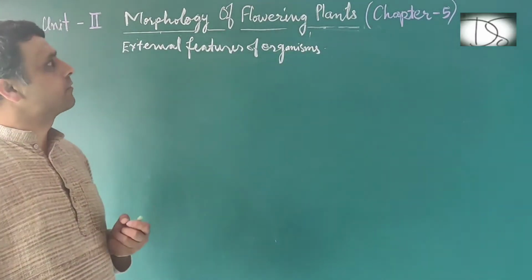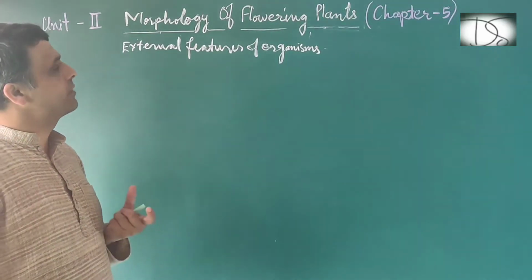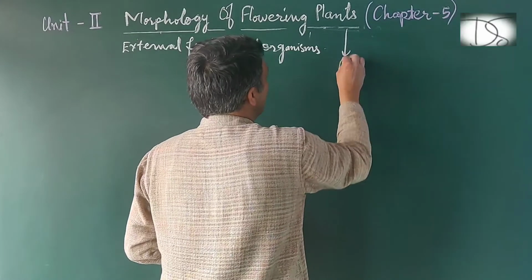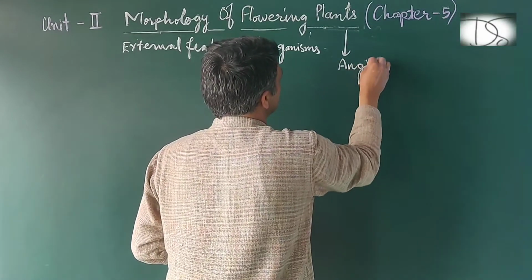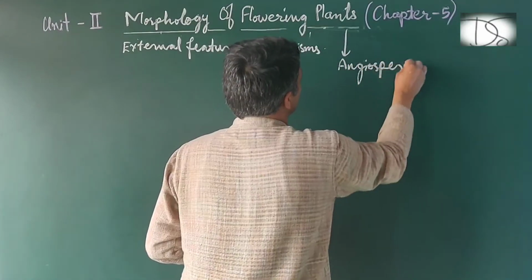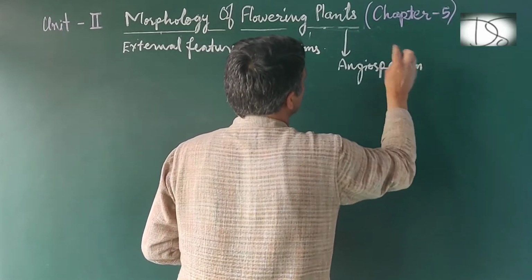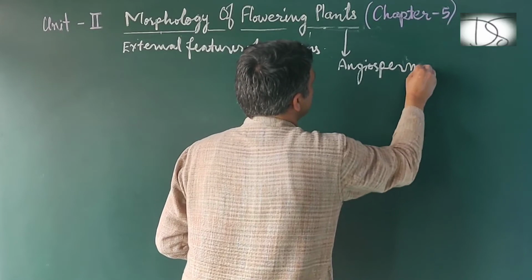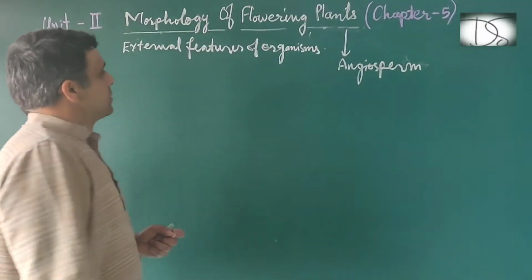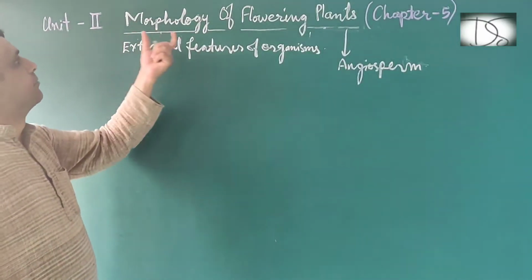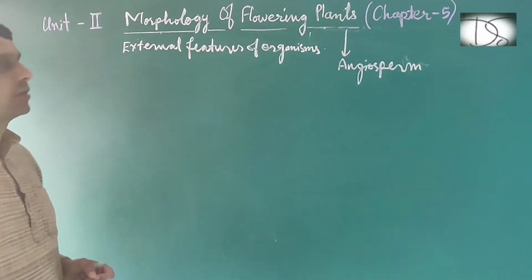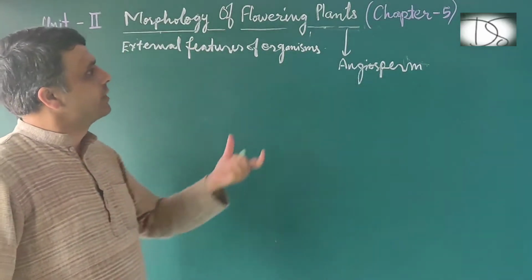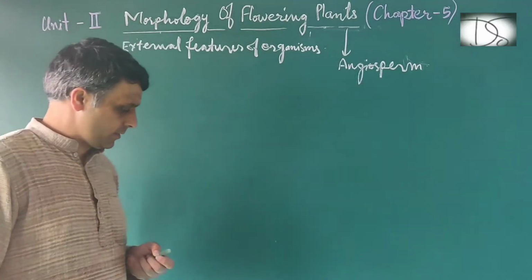And when we talk about the flowering plants, they are covered under angiosperms. Angiosperm. So in this chapter, the morphology of flowering plants, we shall be studying the external features of angiosperms.